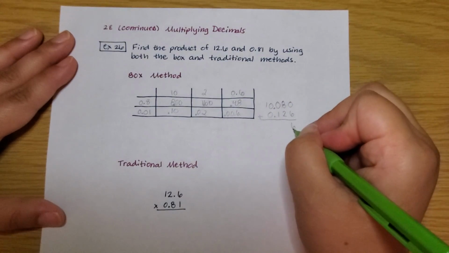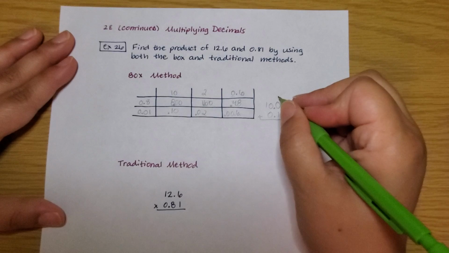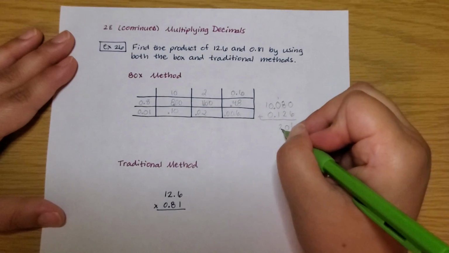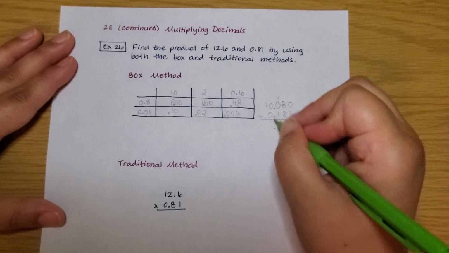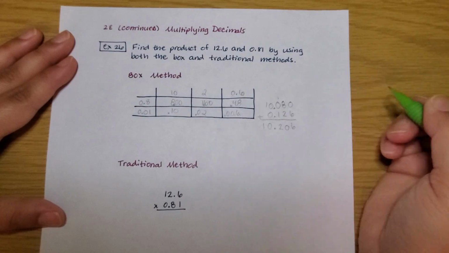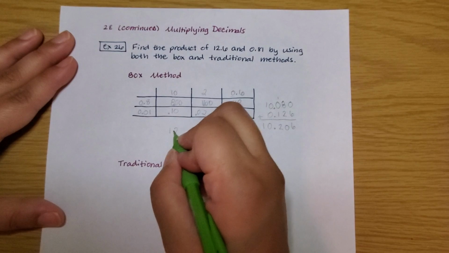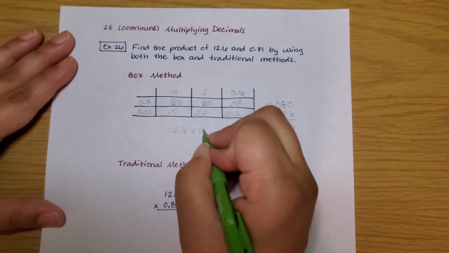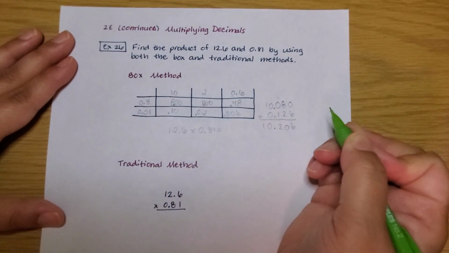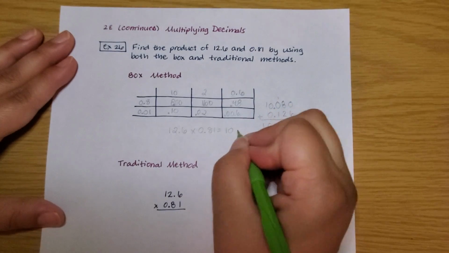0 and 6 is 6. 8 and 2 is 10. 1 and 1 makes 2. Got my zeros and a 1. So 12.6 times 81 hundredths should be 10.206.